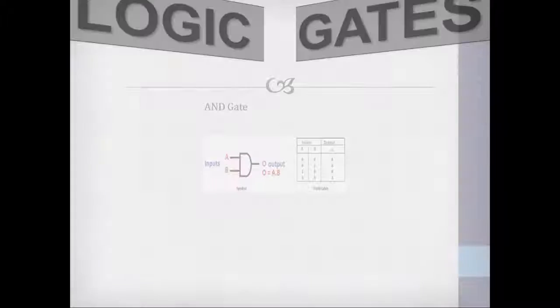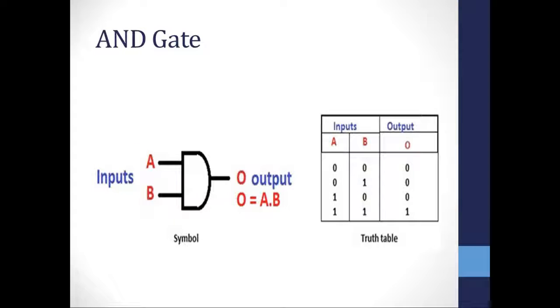Okay, the first one is going to be the AND gate. Here is the symbol of the AND gate. There are two inputs and one output. When both of the inputs are 1, the output will be 1. But if both of the inputs are 0, or one is 0 and one is 1, the output would be 0.